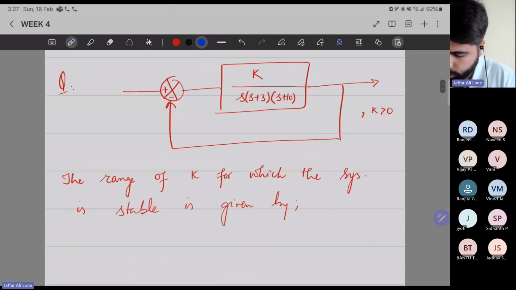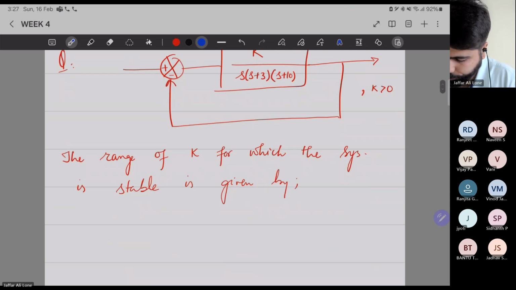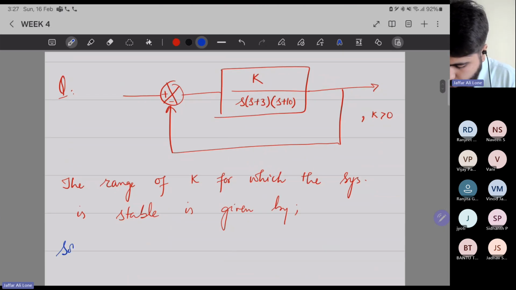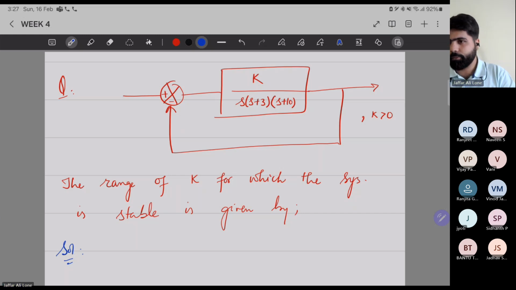Now come to this question. This is a very interesting question. For the figure shown, it's a negative unity feedback system. We are given that k is greater than 0, and for this system we have to find the range of k for which the system is stable. Let's try to solve this question. You'll be getting these types of questions in your exams and assignments. These are very, very important.